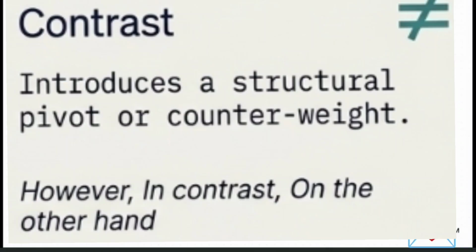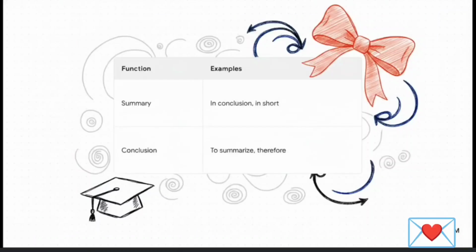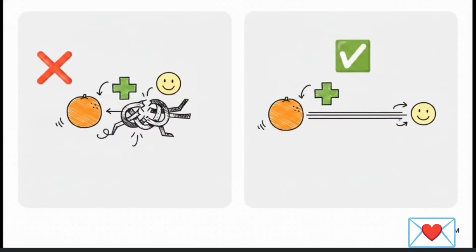So, the absolute most crucial takeaway here is this. You don't just pick a random transition word to sound smart. You have to choose the exact tool that matches the underlying logical relationship between your sentences. And finally, we've got our summary category. When you reach the end of your essay or you just need to tie up a really complex paragraph neatly, you use words like in conclusion, to summarize, in short, or therefore. These act like a giant bow on top of your writing, signaling to the examiner that you are expertly wrapping up your thoughts.